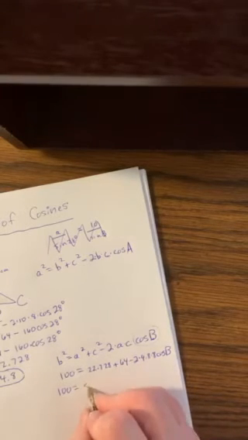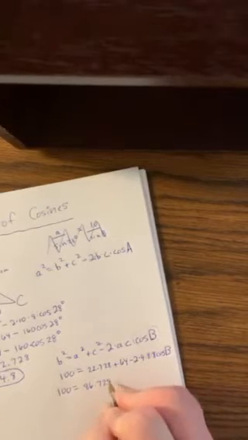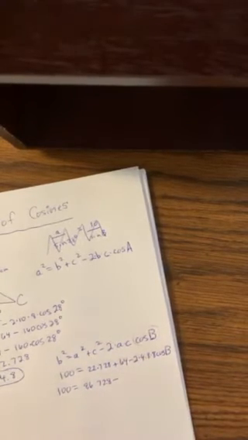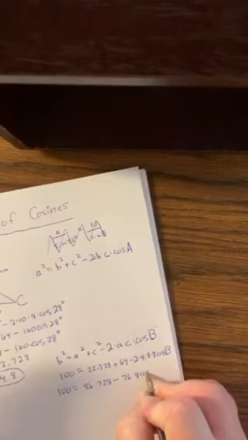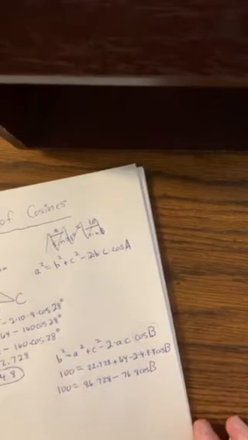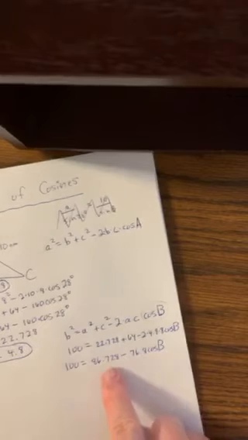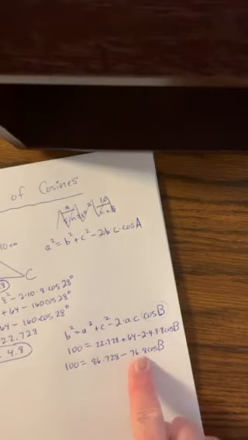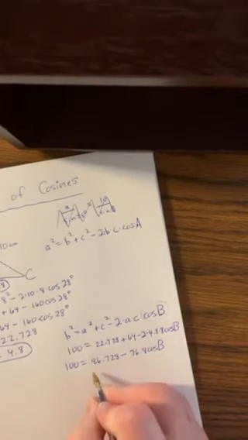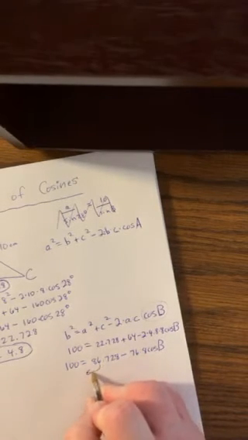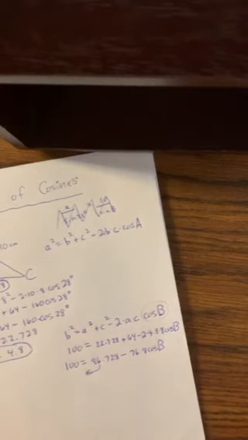Cleaning this up a little bit, we've got 100 equals, if you add 22.728 plus 64, we get 86.728 minus, I'm going to pull out my calculator, 2 times 4.8 times 8, and I'm getting 76.8 cosine B. And just like that last problem, you don't subtract those two numbers. That 76.8 is connected to the cosine of B.